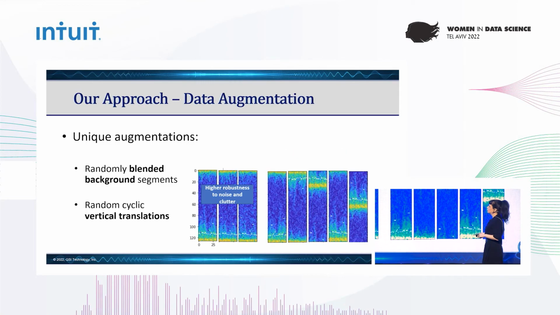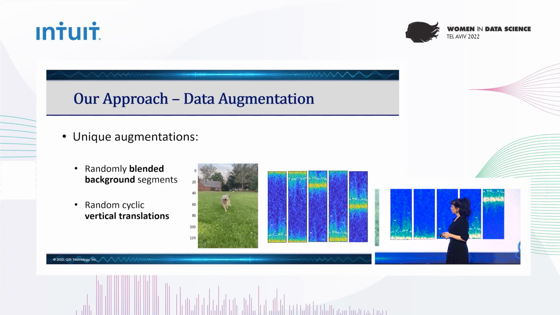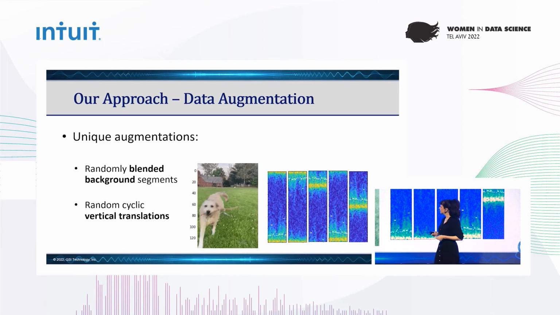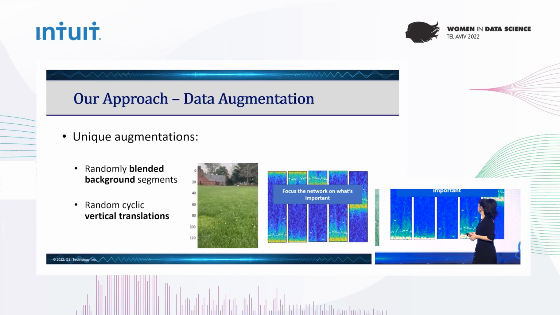Also, random cyclic vertical translations were performed. So this is comparable to having the same clip played in slow motion, fast-forwarded, or even played backwards. You see, as long as the micro-Doppler signals, with the relations between those micro-Doppler signals, remain intact, these translations do not affect accuracy or predictions, but rather help the model to generalize by focusing the network on what's important.